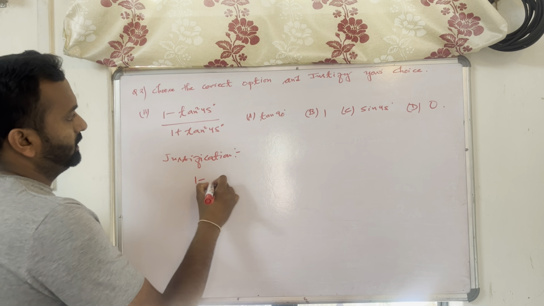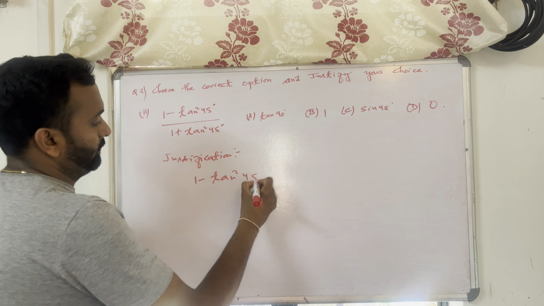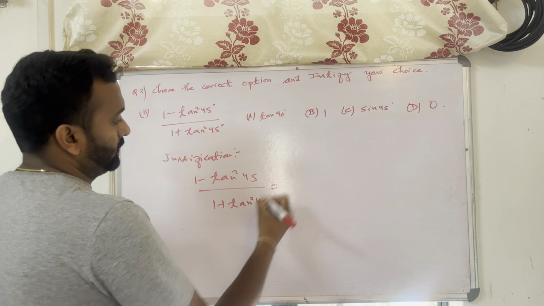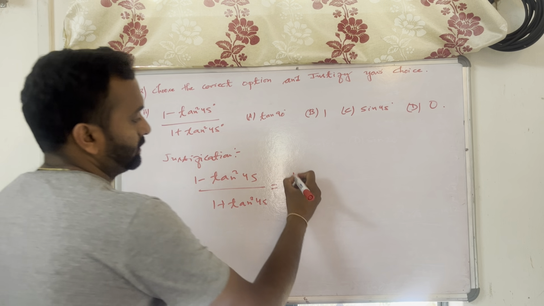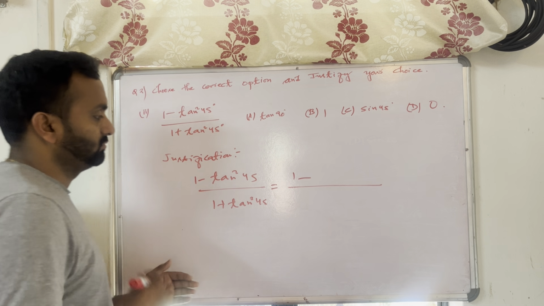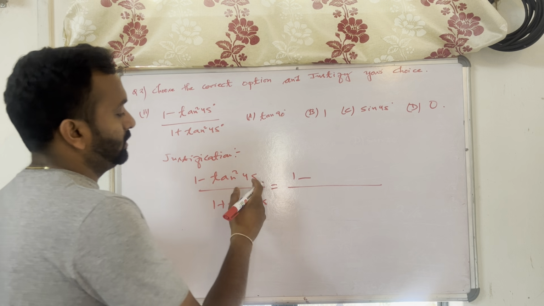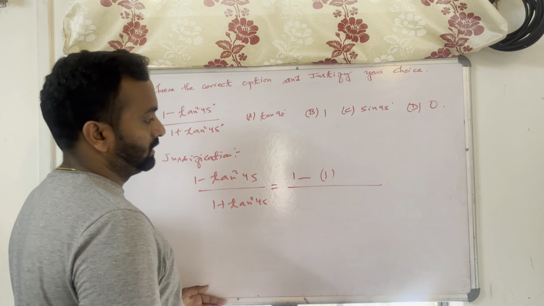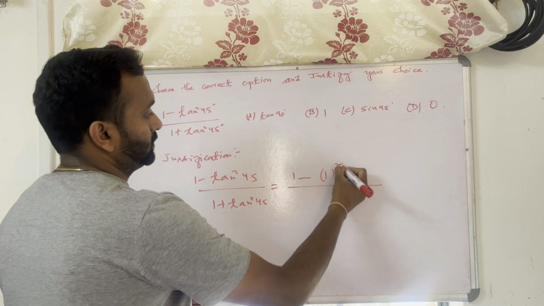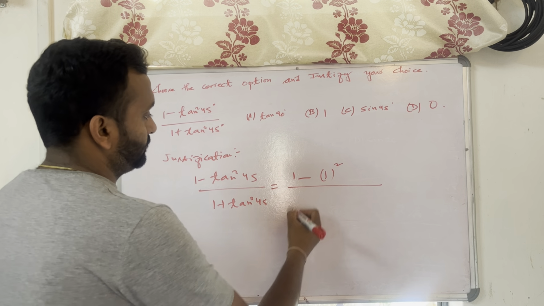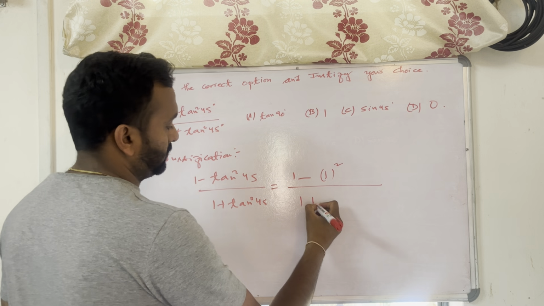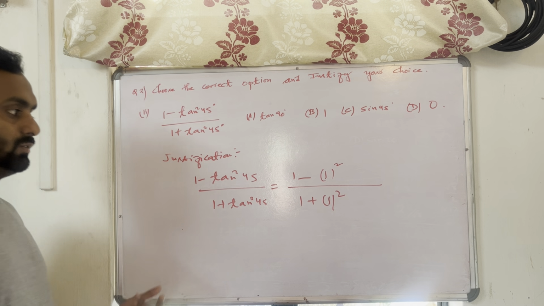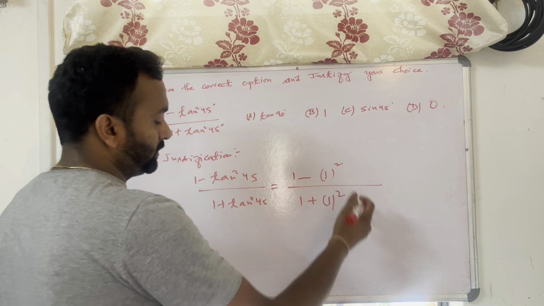So 1 minus tan square 45 divided by 1 plus tan square 45. Solving first the numerator: 1 minus tan square 45. Tan 45 is how much? Tan 45 is very easy, it's 1. Yes or no? So it will be square of 1, and the denominator will be 1 plus tan 45, which is 1, and square of 1.